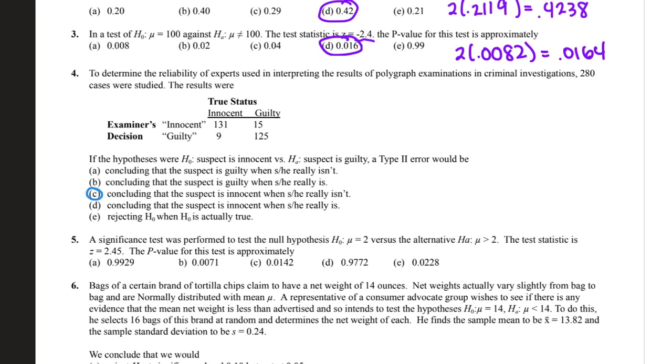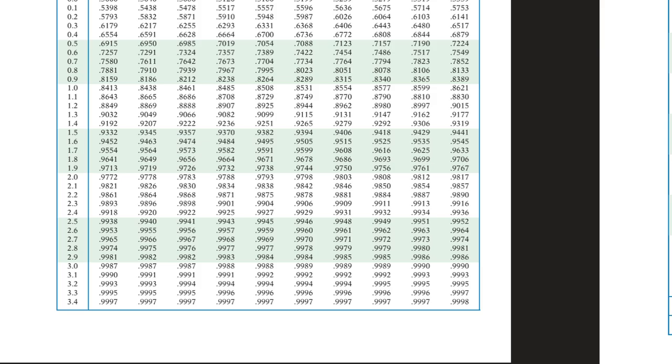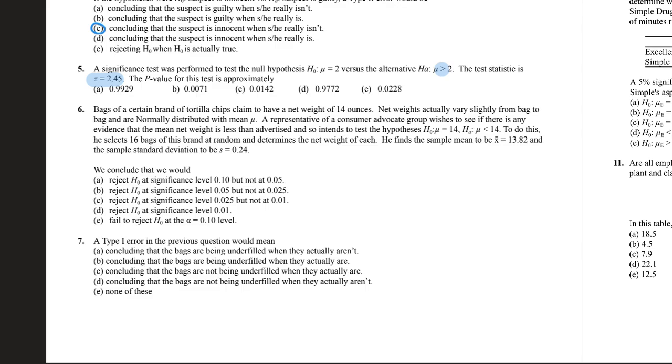All right, the next question is another p-value problem. It gives us a Z of 2.45, and our alternative hypothesis says greater than. So in that case, we're going to look it up in our table and subtract from 1. So we're going to look up 2.45. 2.45 is going to be 0.9929. So for this p-value, it's going to be 1 minus 0.9929, and that's going to be 0.0071. So the correct answer is B.